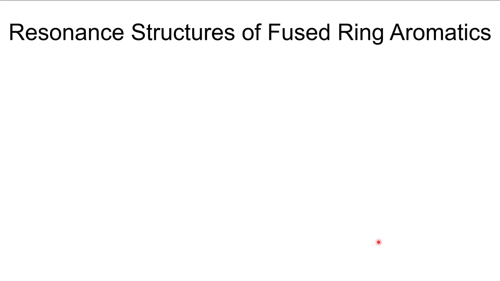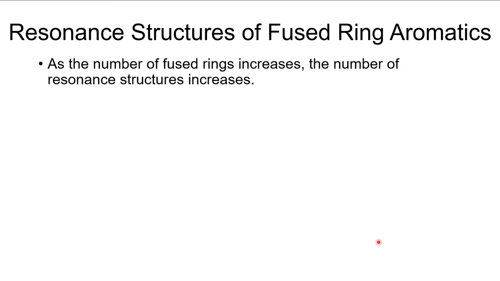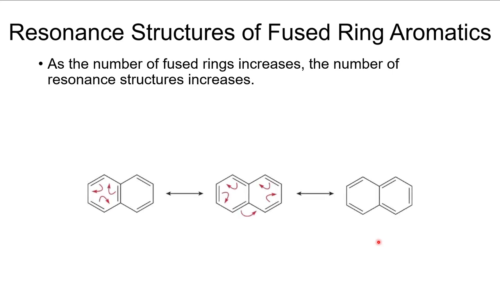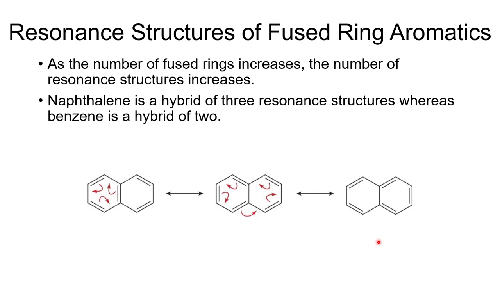When we have fused ring aromatics, polycyclic aromatic hydrocarbons like naphthalene, we'll find that we can write more resonance structures, and those additional resonance structures give us additional stability. So for naphthalene, we're capable of writing 3 resonance structures, whereas for benzene, we only had 2. So we do get an unusual amount of stabilization because naphthalene has 3 resonance structures.